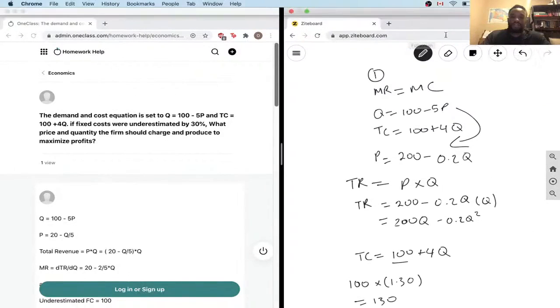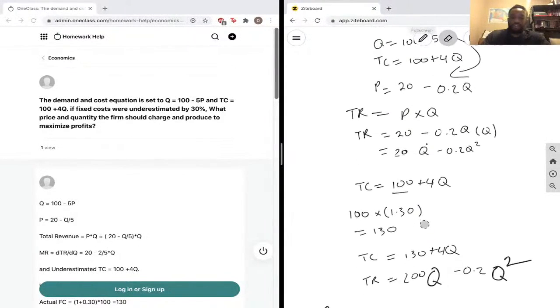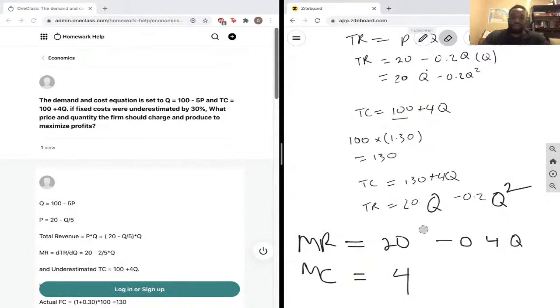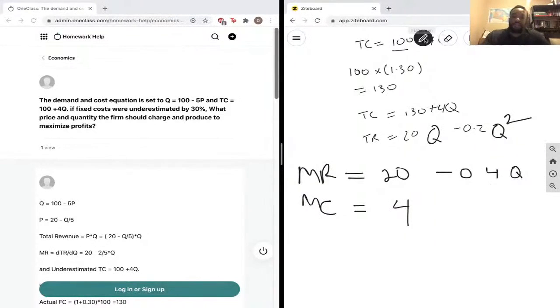So first of all, the mistake right here: the price should be 20 minus 0.2 Q, and our total revenue function should actually be 20Q minus 0.2 Q squared. So the derivative, marginal revenue, would be 20 minus 0.4 Q, and our marginal cost function is the derivative of total cost, which is just 4. And when we equate marginal revenue equals marginal cost, we have 20 minus 0.4 Q equals 4.